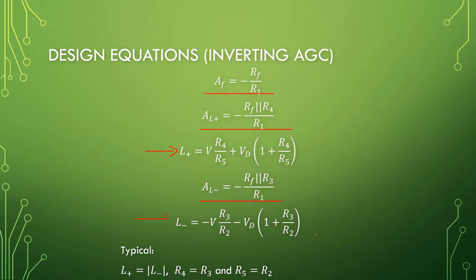Typically you will choose your L plus and L minus to have the same absolute voltage. So R4 and R3 will be the same value, and R5 and R2 will be the same value, making these two gains the same and making these two equations look the same, making design much easier. So you only need to use 3 of the 5 equations with symmetrical limits.